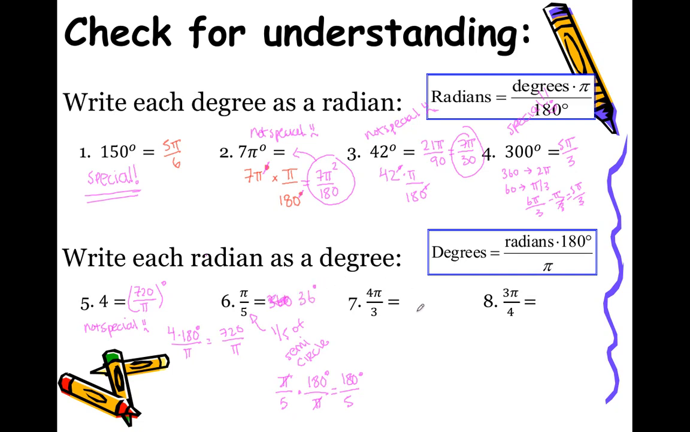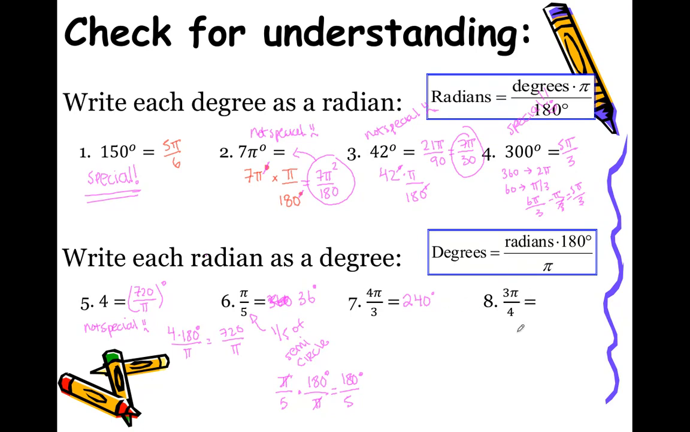36, not 360. 4 pi over 3, definitely special. This is going to be more than a semicircle. So it's going to be more than pi. I'm sorry, this is going to be more than 180. Sorry, I was thinking in radians. It's going to be a third more. Well, what's a third of a semicircle? Oh, 60 degrees. 60 degrees more than a semicircle. So 180 plus 60, 240. And if you want to use the formula to check me on that, 4/3 of 180 is 240 degrees.